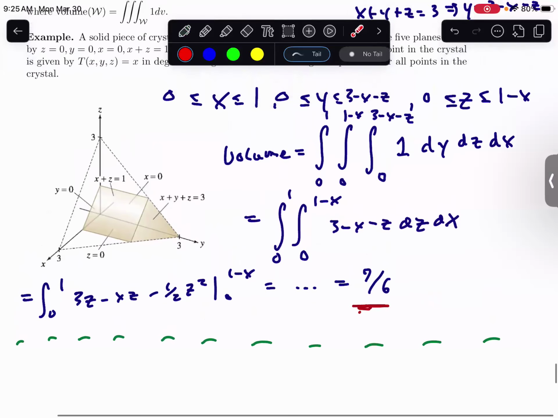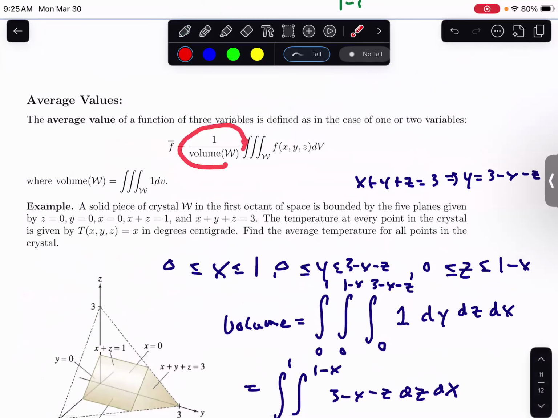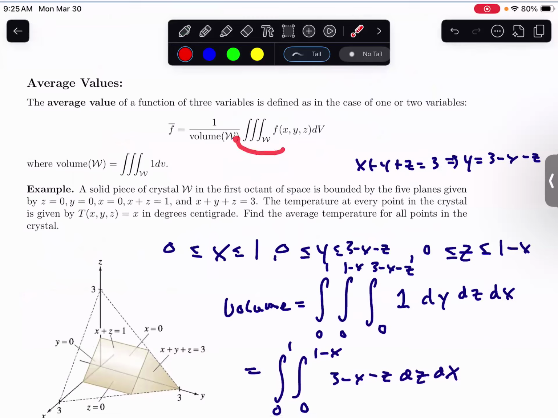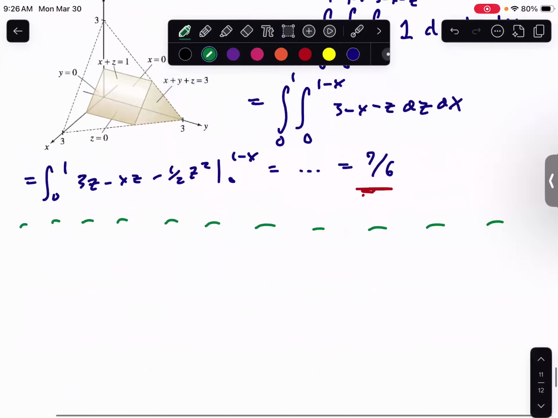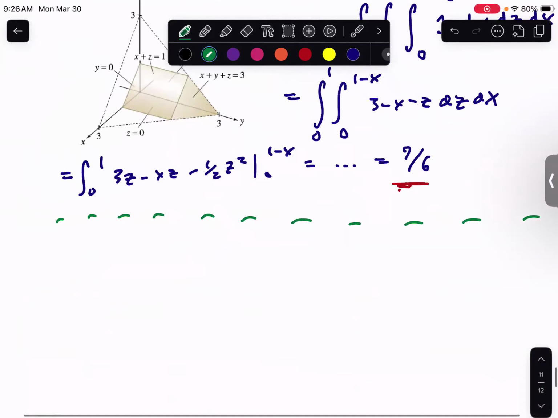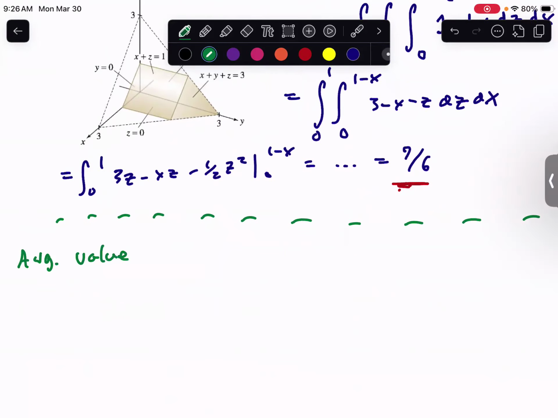So that's the volume. We only computed this part so far. I always want to skip this problem because you pretty much just do the exact same thing over again, except now you have to do it to your actual function f of x, y, z, where the function we're given is just x right here. And so we have that the average value, again, is equal to 1 over the volume, which we just computed.